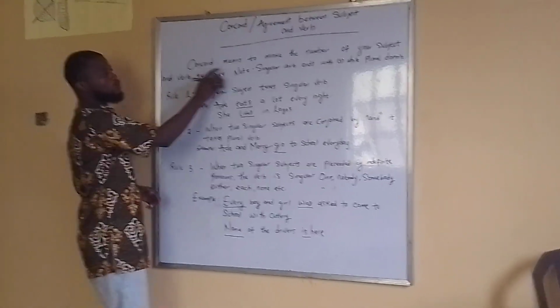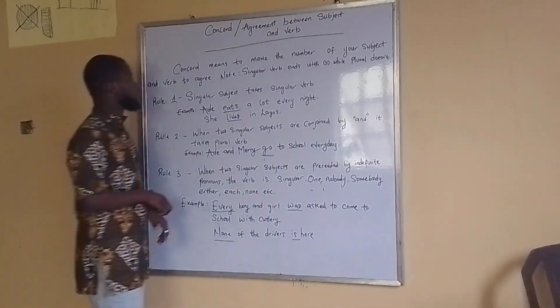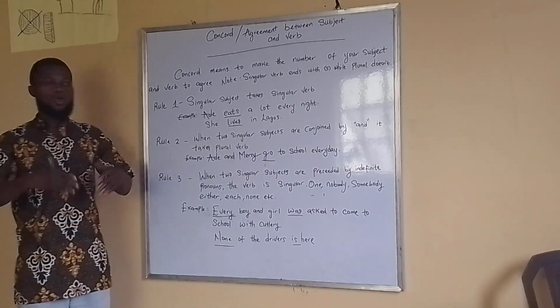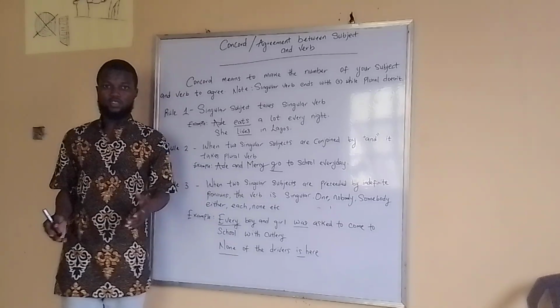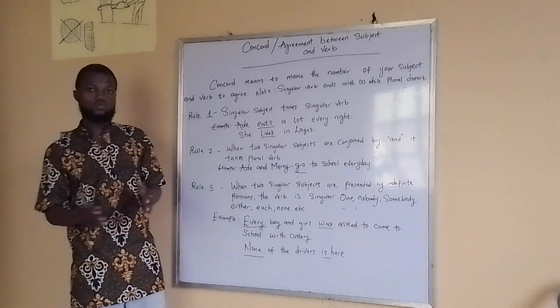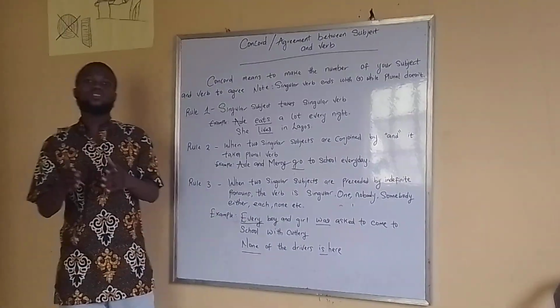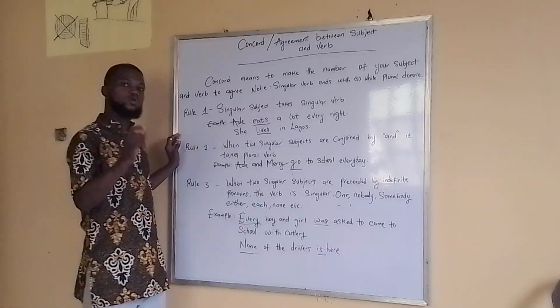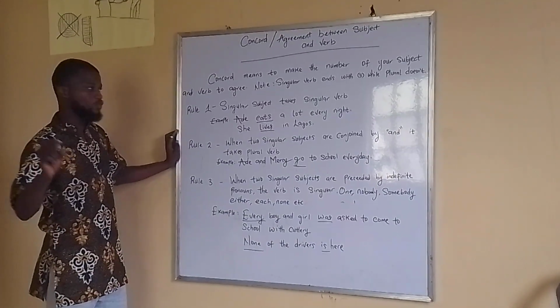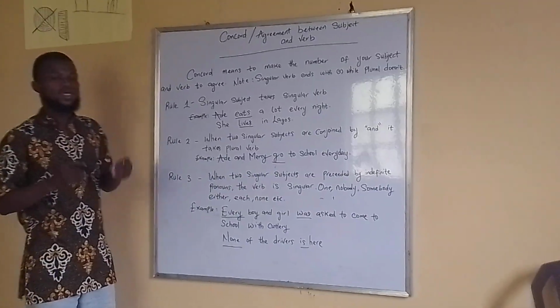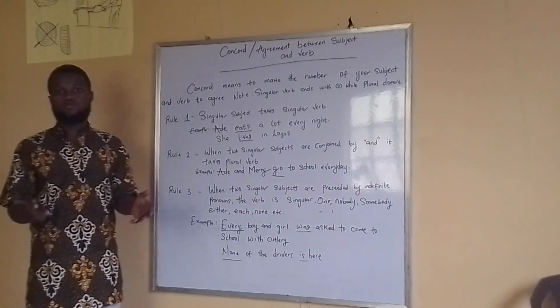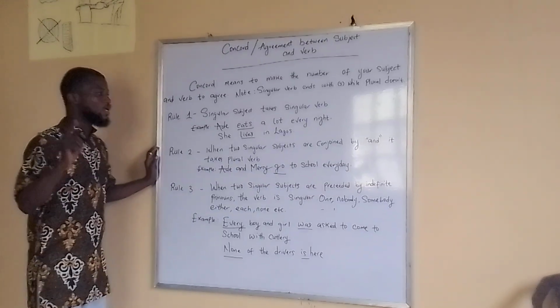Now, Concord means to make the number of your subject and verb agree. So if you have more than one subject, your verb should indicate that you are talking about more than one subject. Now note that a singular verb ends with S, while a plural verb does not end with S.